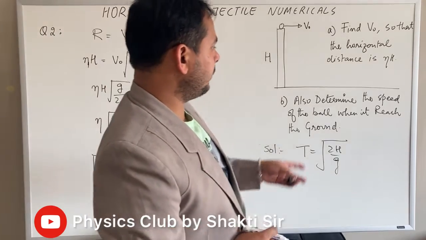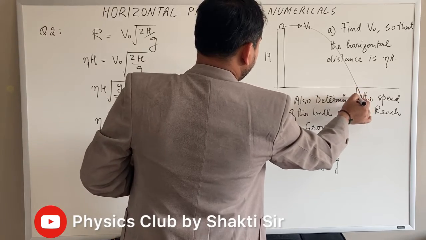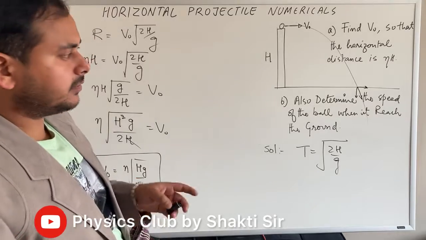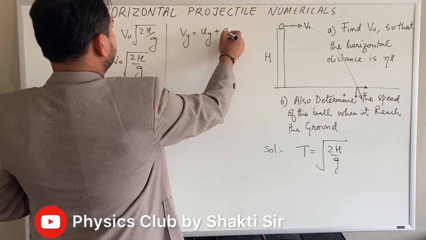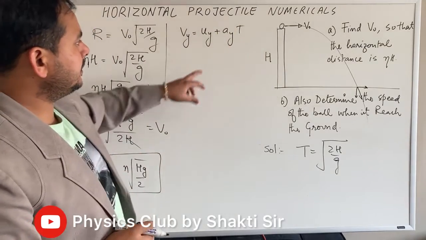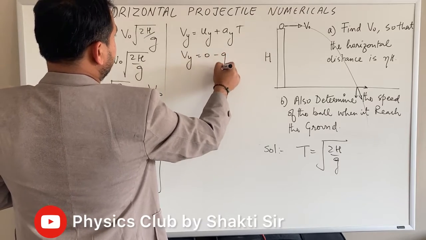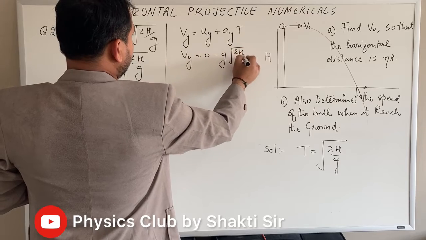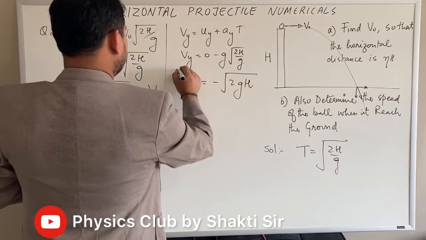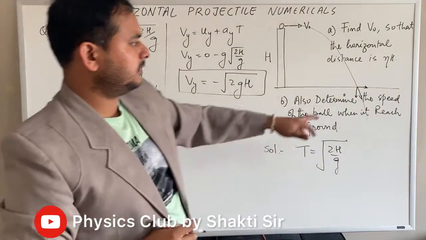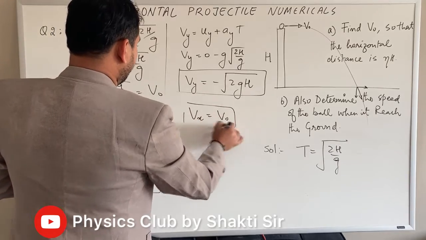The second question is what is the speed of the ball when it reaches the ground. To calculate the speed we need to calculate both the horizontal component and the vertical component of the speed when it reaches the ground. For the vertical component, Vy equals Uy plus ay multiplied by the time taken. The initial speed along the y-axis is 0 because it is a horizontal projectile, so we put 0 here, and acceleration is minus g. Time equals the root of 2h upon g. Solving this, Vy equals minus the root of 2gh. This is the vertical component when it strikes the ground. The horizontal component remains the same, equal to the initial velocity v naught.